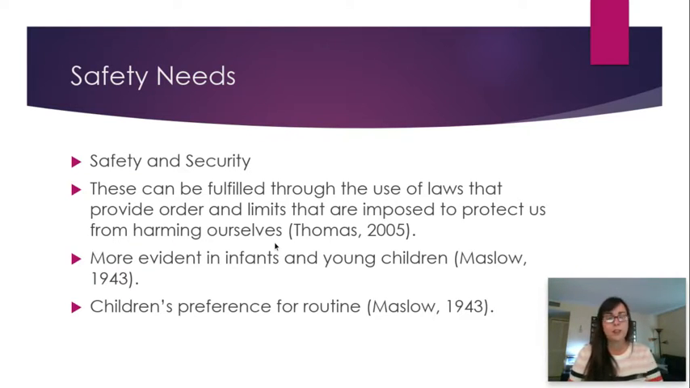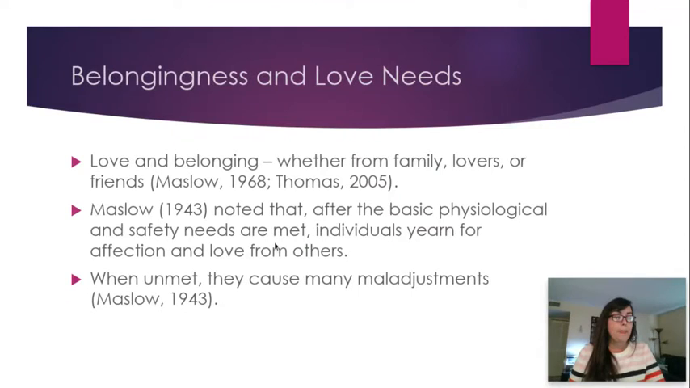These two sets of physiological and safety needs are described as deficiency needs. The next three sets are known as growth needs, or those that are needed for self actualization. The first of the three involves those needs that are tied to a sense of belonging and being loved, whether from family, lovers, or friends. Maslow explains that with the basic physiological and safety needs met, one will begin to yearn for love and affection from others, as well as a need to belong, and that these needs, when unmet, are the causes of many maladjustments in humans.